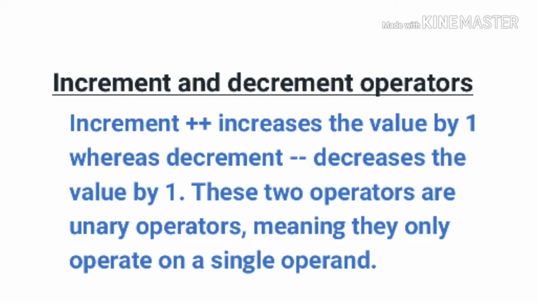Then comes the increment and decrement operators. Increment increases the value by 1, whereas decrement decreases the value by 1. These two operators are unary operators, meaning that they only operate on a single operand.